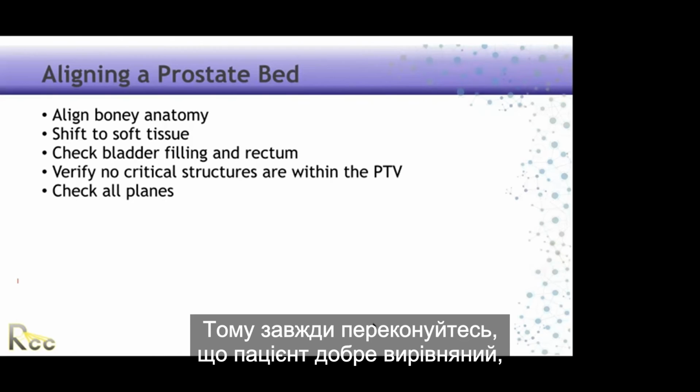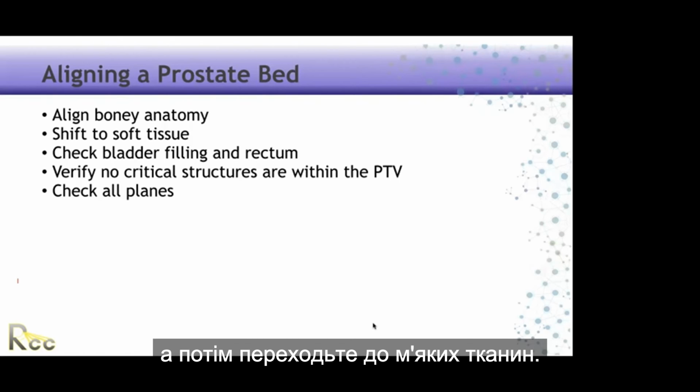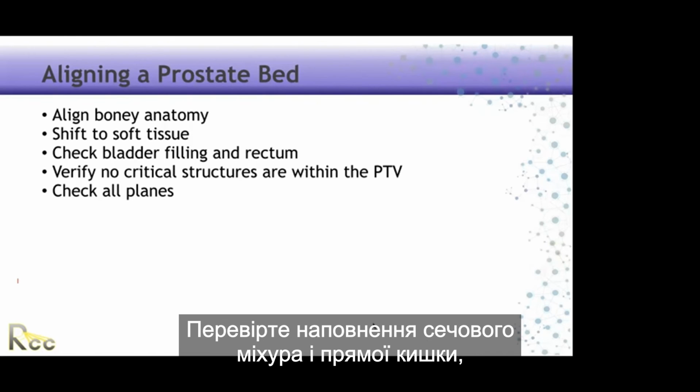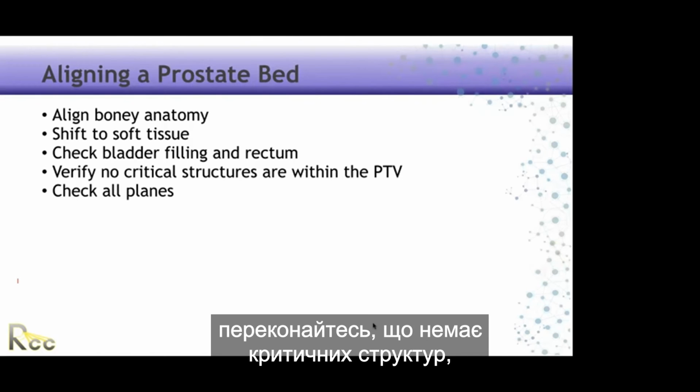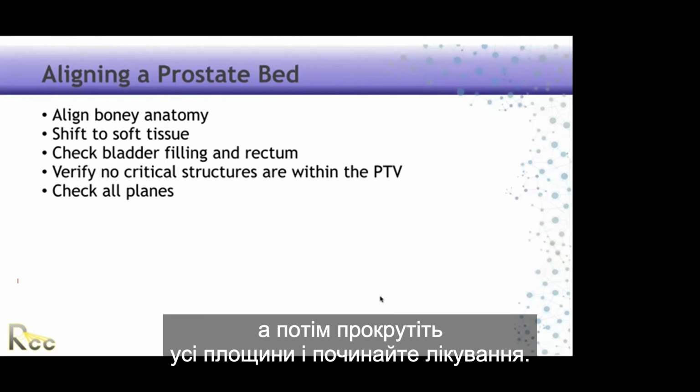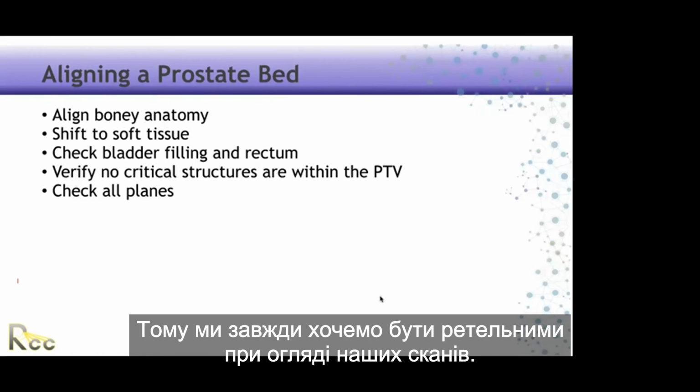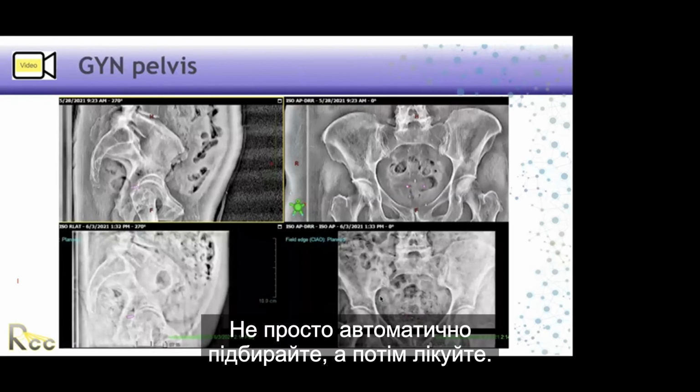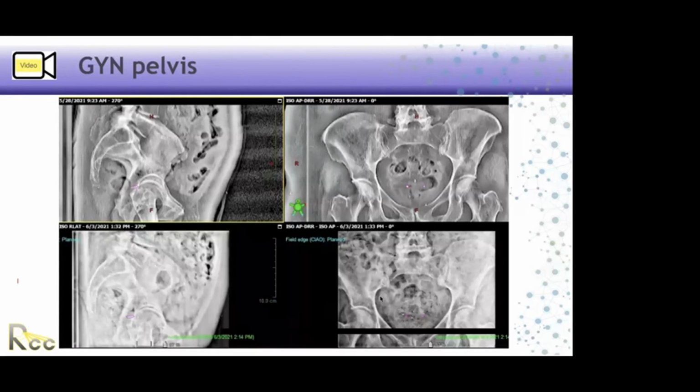So you always want to make sure that the patient is lined up well, and then shift to your soft tissue. Check your bladder filling and your rectum, verify there are no critical structures, and then scroll through all planes and treat. So we always want to be very thorough when looking at our cone beams. Don't just auto match and then treat.